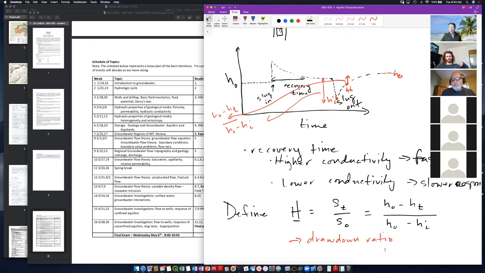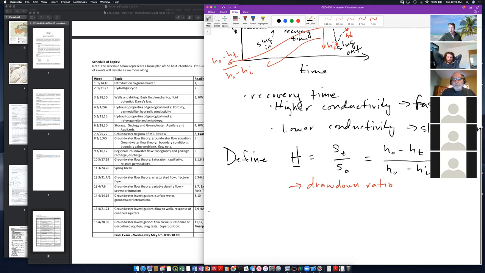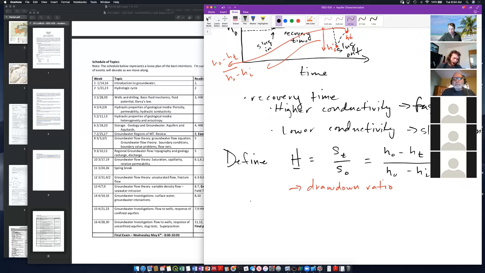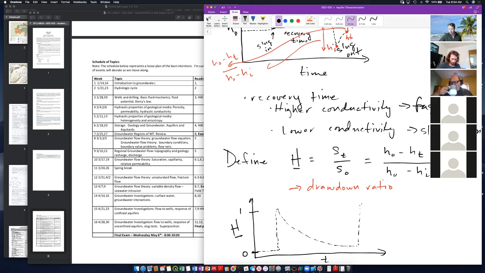Okay, so let's look at what the drawdown ratio would do. The reason why we do this, let's plot drawdown ratio versus time for a slug test. All right, I'm gonna make the zero line here and the one line here. It would start at zero, pop up to one, decay back down to zero, pop back up to one, decay back down to zero. All right, it doesn't flop signs, and it always stays between zero and one. So that's why we use the drawdown ratio.